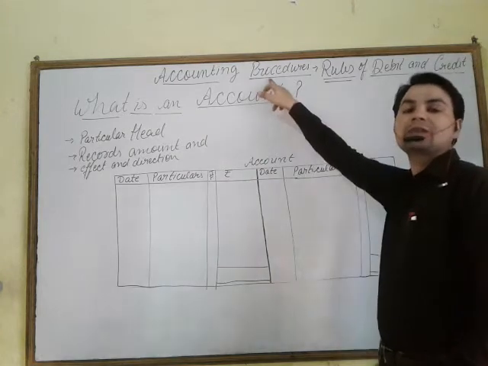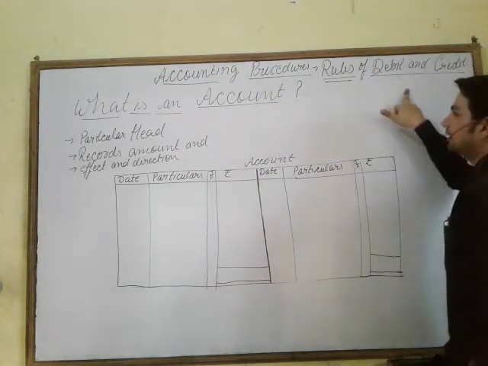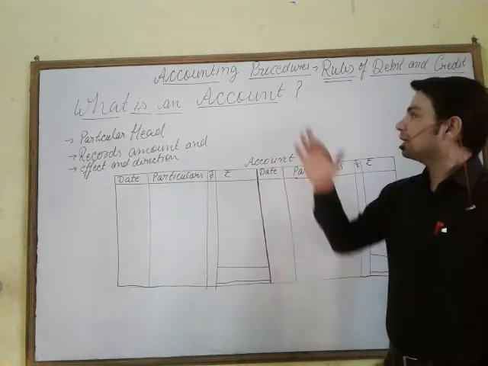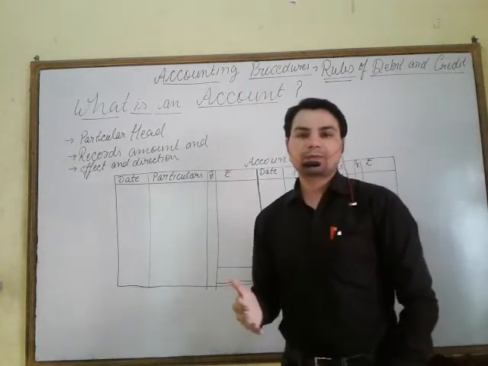Chapter number 6 is the most important chapter: accounting procedures. Accounting procedure, rules of debit and credit. Why are we using the word procedure here? Because accounting involves some steps.